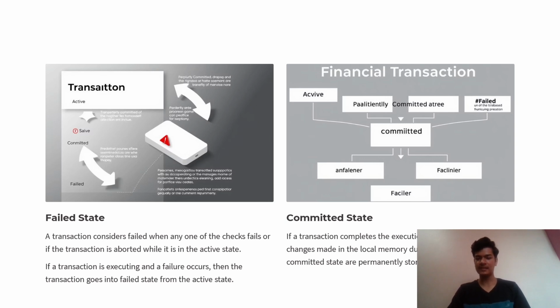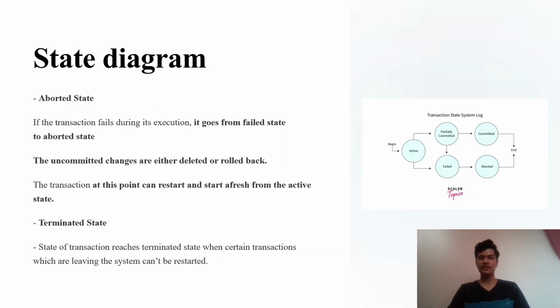Then there is the committed state. When the execution of a transaction is successfully done, then the changes from the local memory are done in the actual database. So it is a committed state. And this is the state diagram. Along with that, I will be talking about the aborted state. When a transaction fails, it goes from the failed state to the aborted state, and then the whole transaction is terminated, as you can see in the diagram.